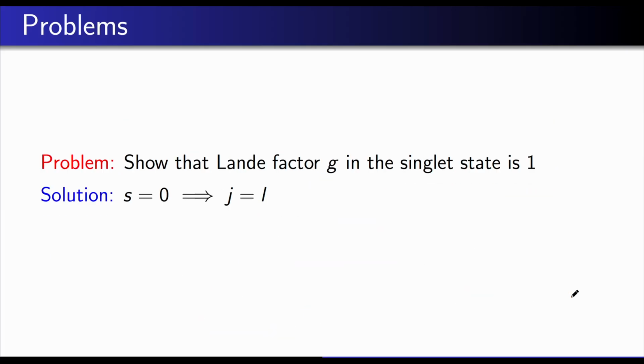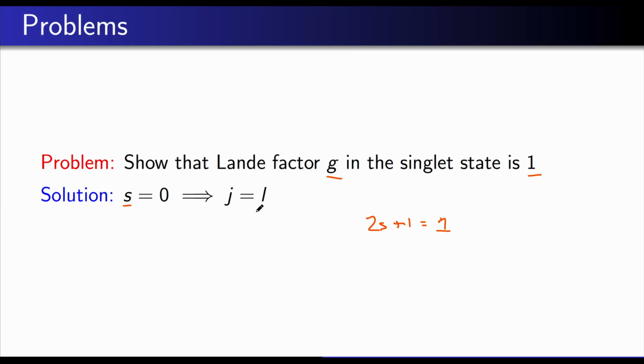We go to the last problem. We have to find the Landé factor for a singlet state. We have to show that the Landé factor in the singlet state is 1. Singlet state corresponds to S equal to 0, isn't it? Multiplicity is given by 2S plus 1, and if S is 0, then its multiplicity is 1, that is a singlet state.